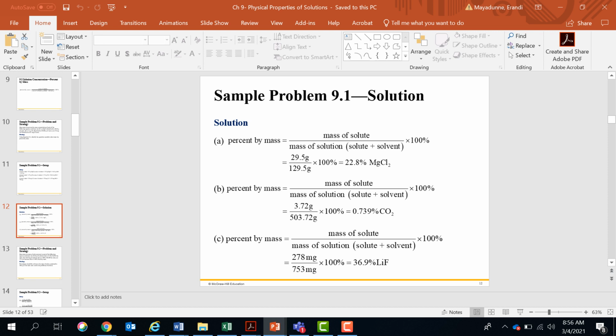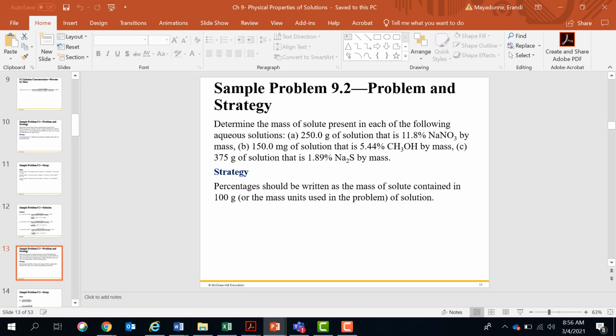And if you want to go to another type of calculation, in this one, determine the mass of a solute present in each of the following aqueous solutions. So here my question is 250 grams of solution that is 11.8 percent sodium nitrate by mass. So when we write the equation, the mass percent, we try to write it here. So I hope you can see.